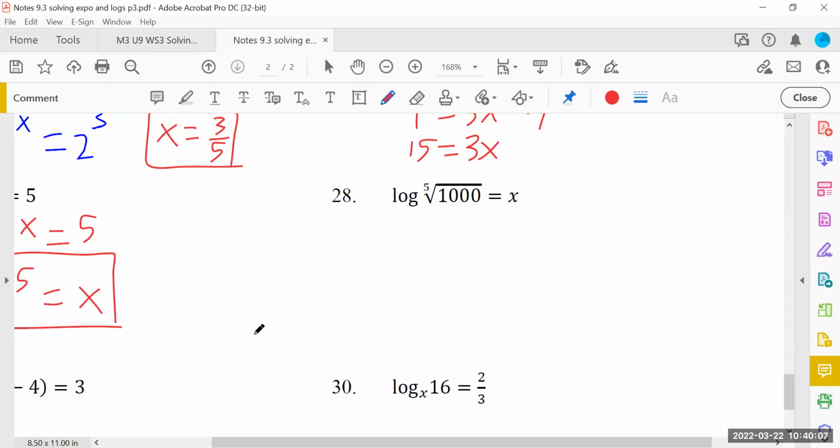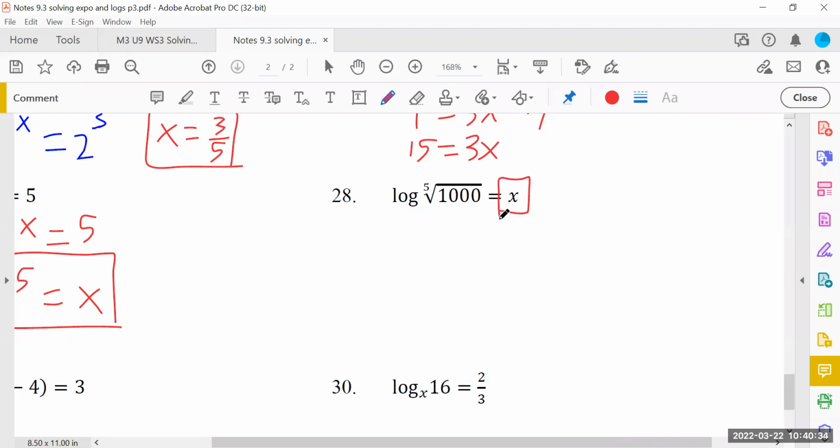28. Log base 10 of the 5th root of 1000 equals x. Wait a second. Do I want to switch this? If I switch this, I'm going to get 10 to the x power. I'm going to get my x stuck up in the exponent. I just want to simplify this. It's already solved for x.